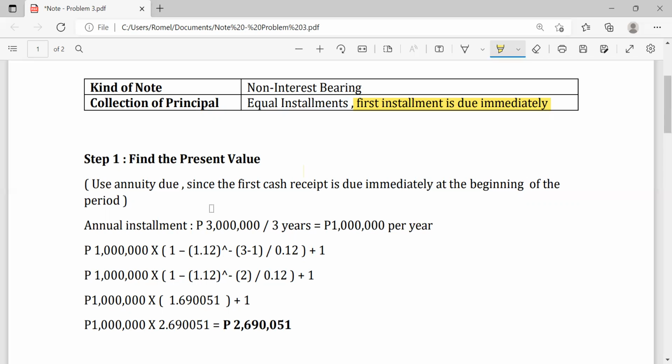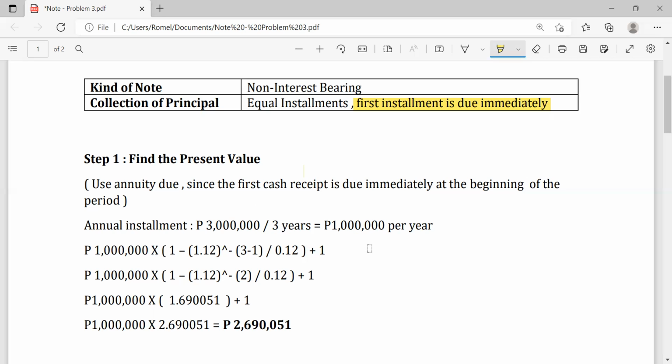Bakit annuity due ang gagamitin natin? Kasi kailan ang first collection? When is the first cash receipt or when is the first collection? The first collection is due immediately. By January 1, 20X1, may matatanggap na tayong 1 million pesos. So because of that, we will be using the annuity due formula.